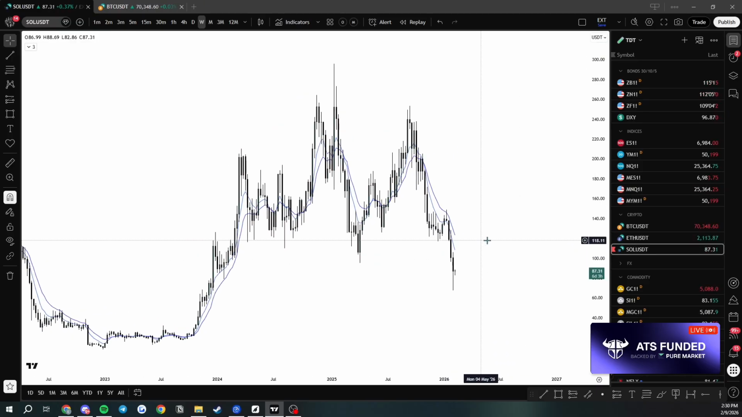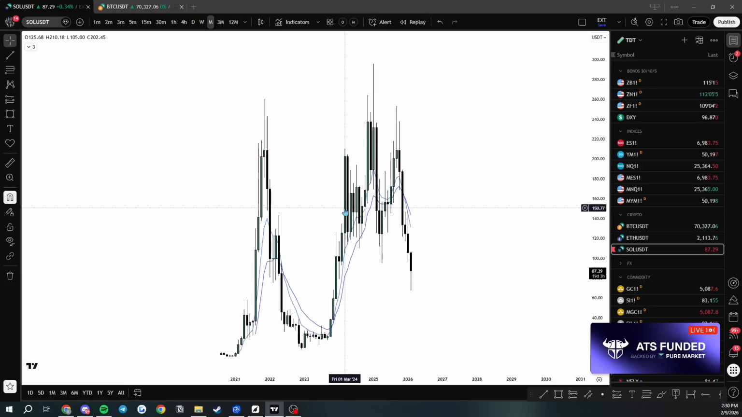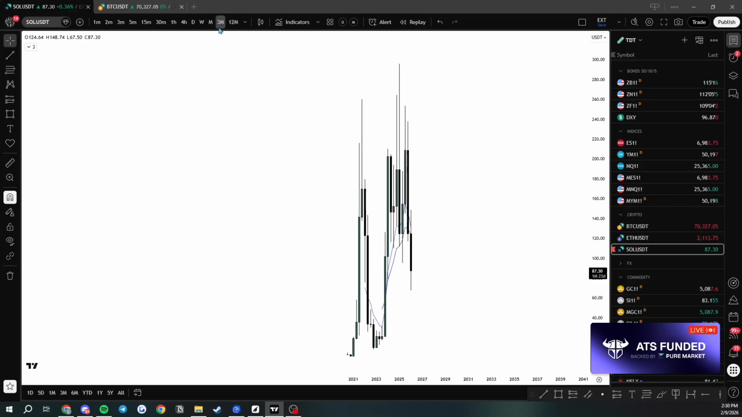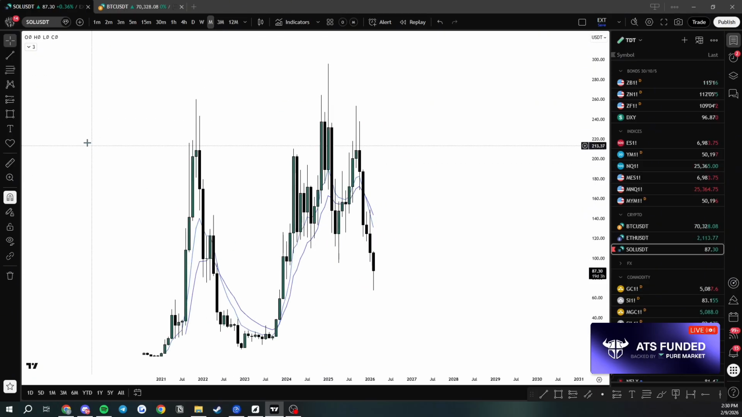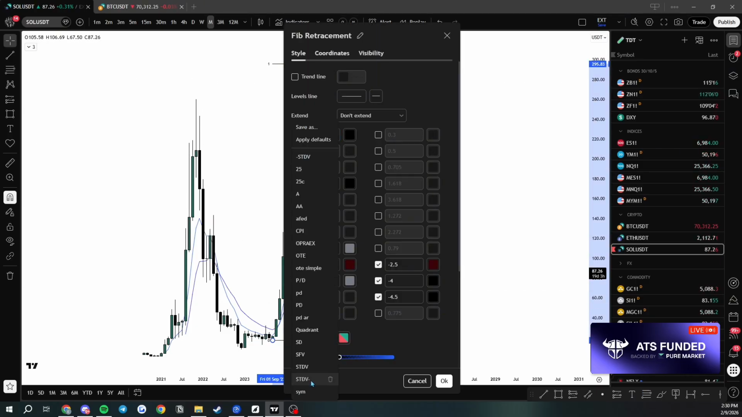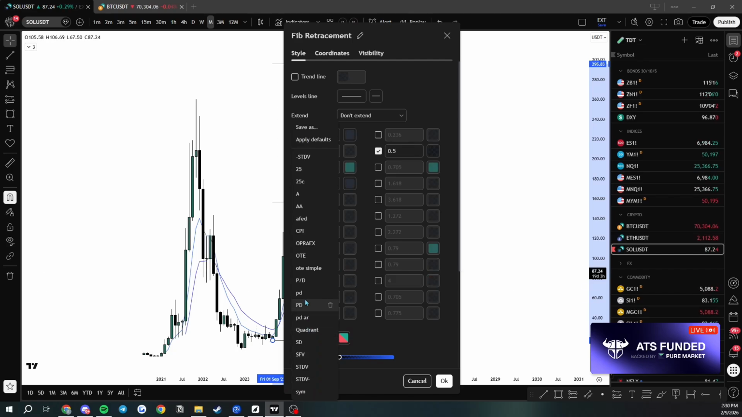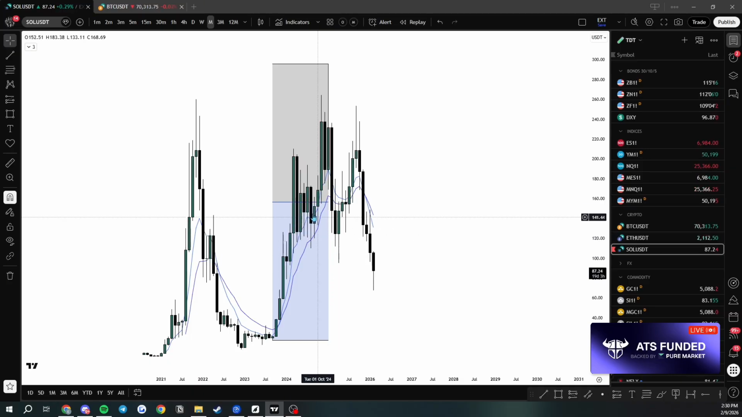So for Sol is going to be a little bit different. I would probably opt for the monthly, or actually, yeah, we're going to use the monthly. We're going to take this whole range and cut it in half, right? We can see the premium and discount. We just took out this low. We're moving into this fair value gap.